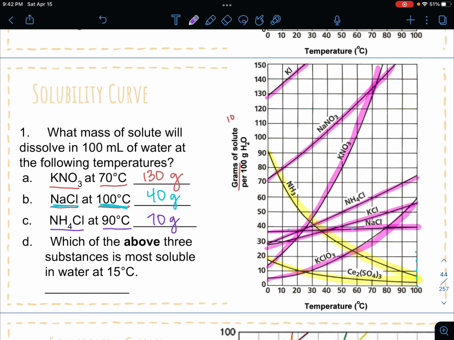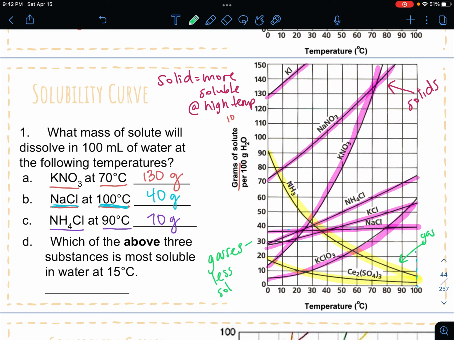Anything that is increasing, these are all solids. So I'm going to put a little line: all our lines that are increasing, these are solids. Typically a solid is going to be more soluble at high temp. We'll write it down so you can write it down. So the hotter it is, the more soluble. These lines, these are gases. Gases tend to be less soluble at high temps.